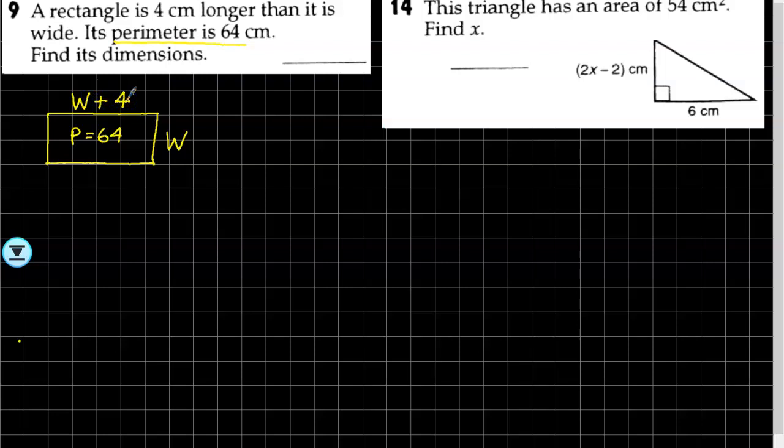Now we just finished a unit on measurement, so hopefully that is still fresh in your mind. We know that the perimeter of a rectangle is 2 lengths plus 2W. So you could write 64 equals 2 times, in fact, I'm going to write that a little bit better, 2 times length plus W. Okay, what is my length and my W? So the length is W plus 4, the width is W, and away we go.